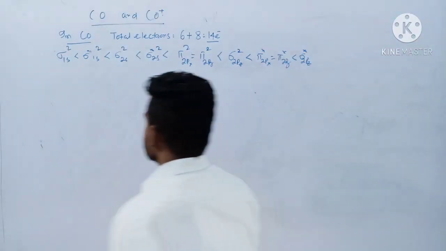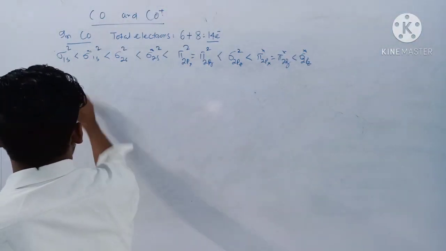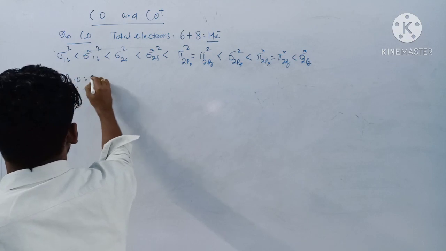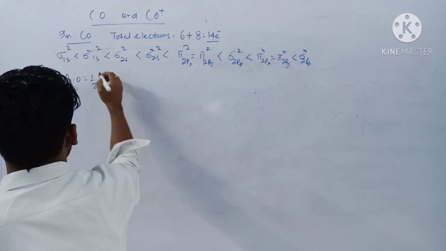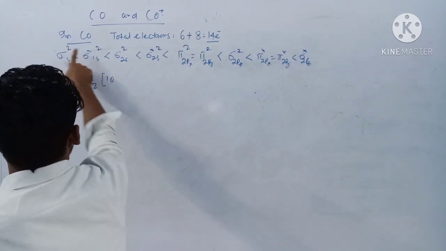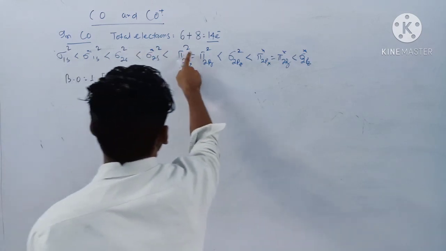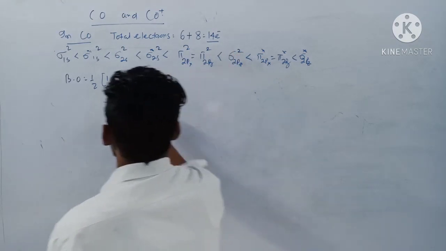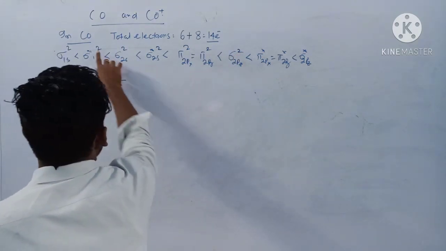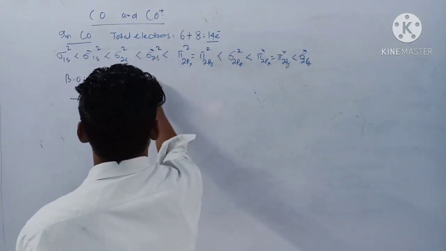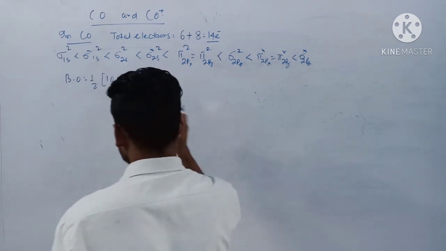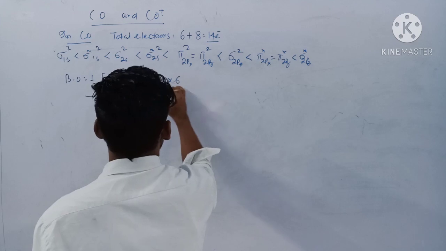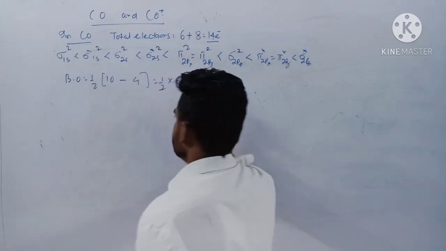Okay, we need to calculate its bond order, that is half into Nb minus Na. So Nb will be 10: 2, 4, 6, 8, 10, minus antibonding 2, 4. So half into 6, so the bond order is 3.